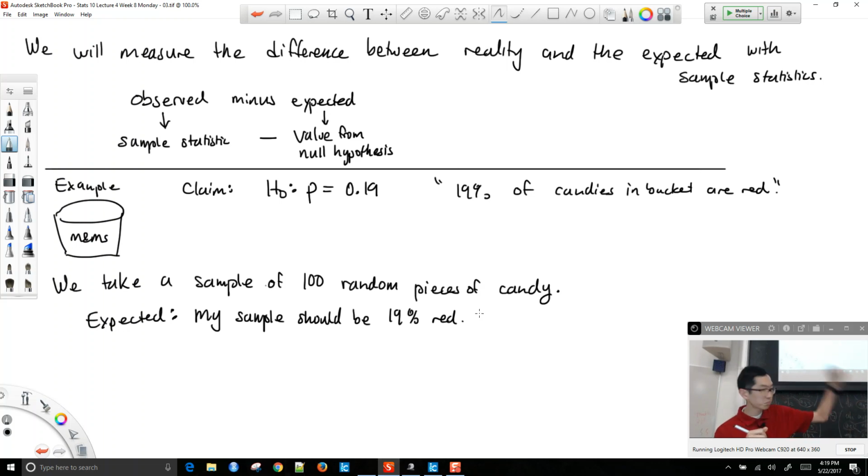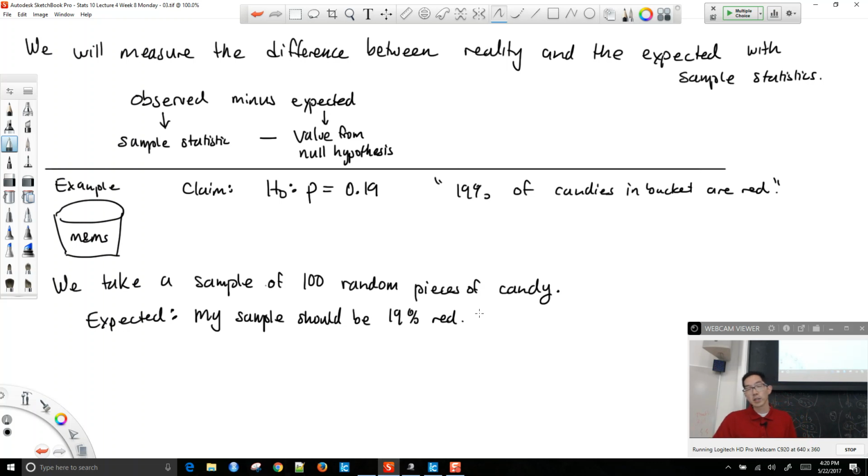But we might get something different from 19% red, okay? And the question is, when do we say the difference is big enough for me to say it's different? So let's say I take my scoop and I get 20% red. Is 20% red very different from 19% red? No, that doesn't feel that weird, right? Because it's a random sample, we might get more than 19% red, and we might get less than 19% red. I get 20% red. That doesn't seem that weird.